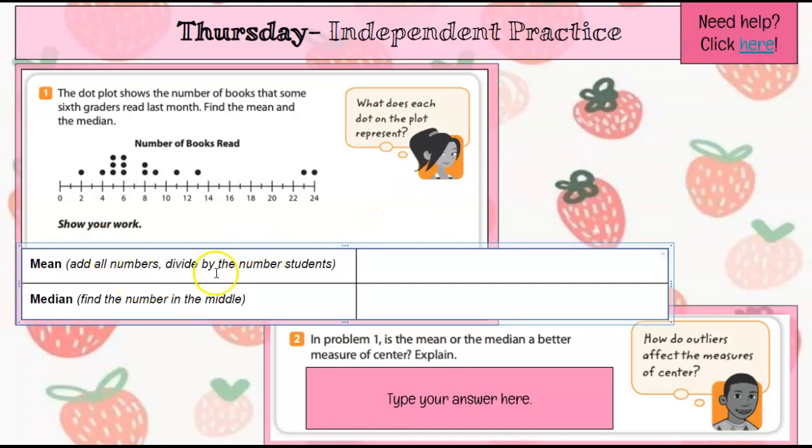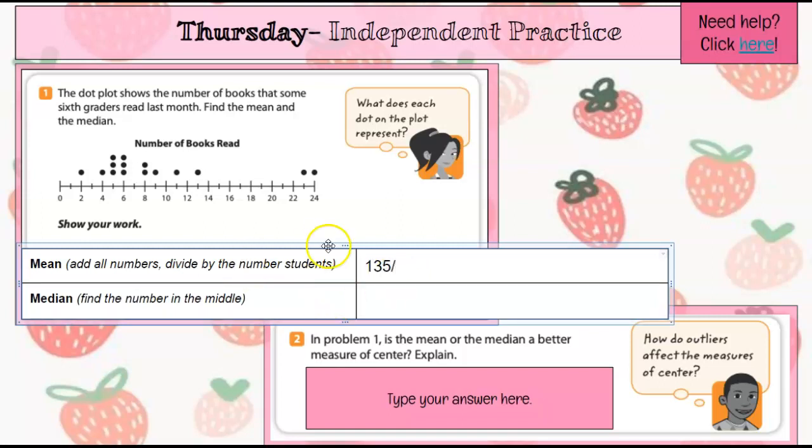So first, to find the mean, we've got to add up all of our numbers and then divide by the number of students. So we've got 2, 4, 5, 5, 5, 6, 6, 6, 8, 8, 9, 11, 13, 23, and 24. And when you add those all up, we get 135.